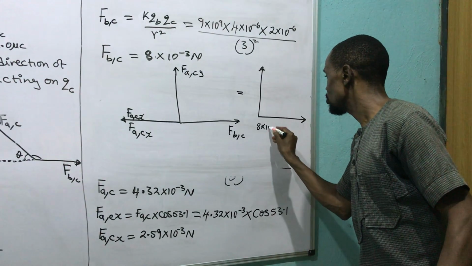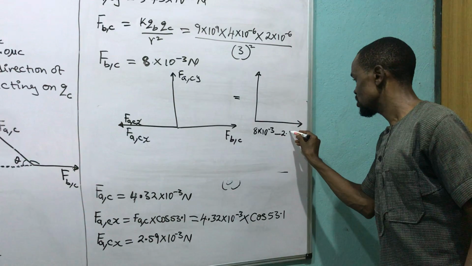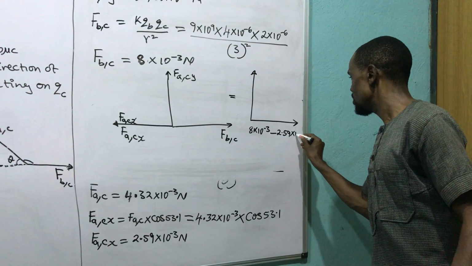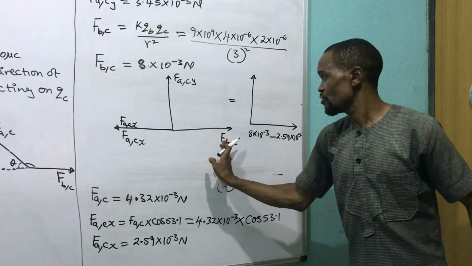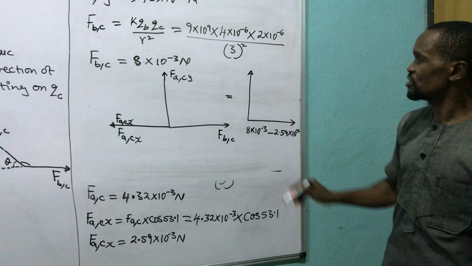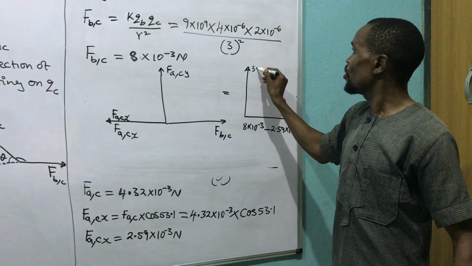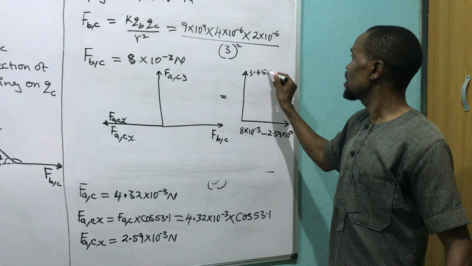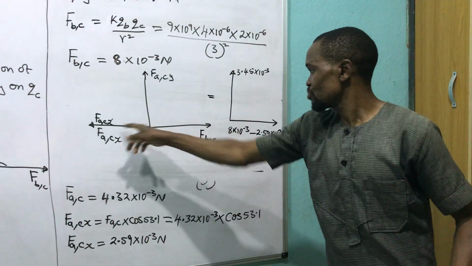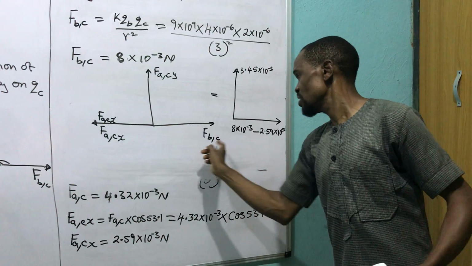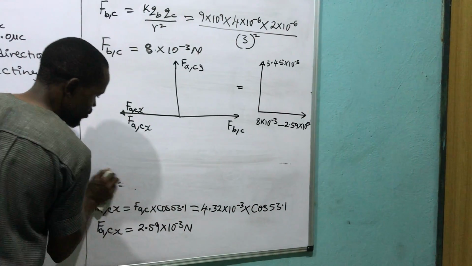8.8 times 10 raised to power minus 3 minus 2.59 times 10 raised to power minus 3. This force minus this force give me the same direction. What it takes is 3.45 times 10 raised to power minus 3. That's it. Do you get what I'm saying? I've subtracted this from this. So by the time you subtract it, you are going to have this force.